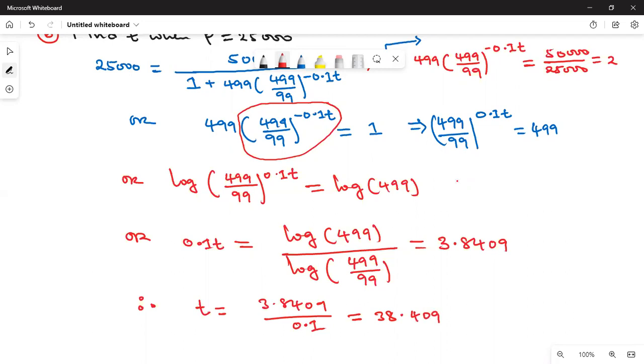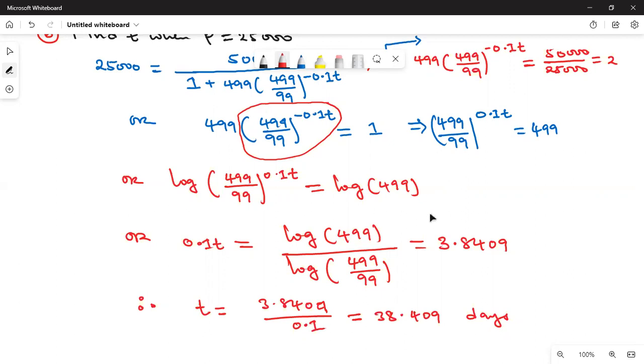The time was in days. So after about 38 days, the number of people who will hear about the product will be half of the target population. So that means in around 70 something or about 80 days, everyone shall have heard about the product.